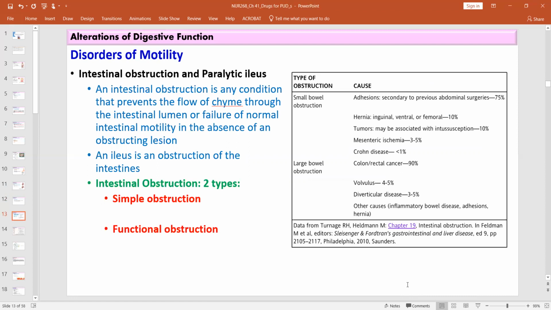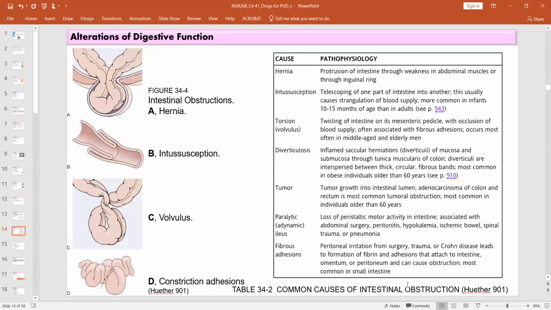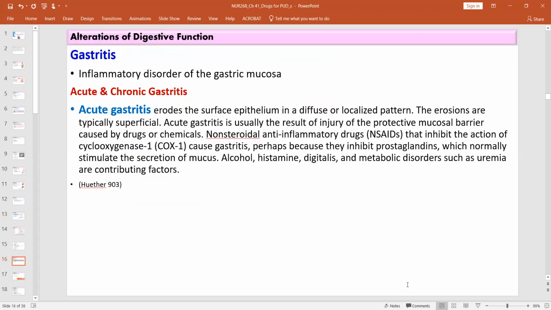The disorders of motility also include intestinal obstruction and paralytic ileus. The ileus is an obstruction of the intestine, and the intestinal obstruction is either a simple obstruction or a functional obstruction. The simple one is the mechanical blockage of the lumen by a lesion, tumor, or cyst. The functional one is the failure of motility, like paralytic ileus. Often that will occur after abdominal surgery due to the anesthesia medications.